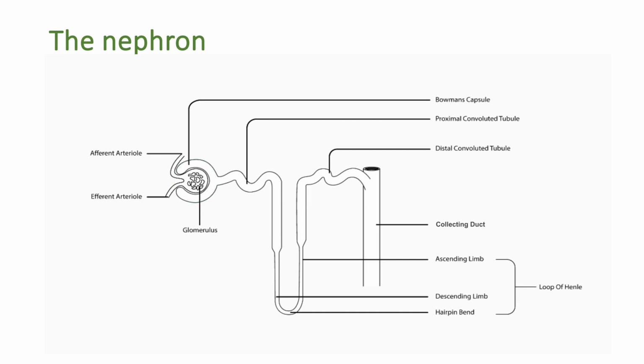The first part of the renal tubule is called the proximal convoluted tubule. Then we have this area that looks like a hairpin, which we call the loop of Henle. It consists of 3 parts: the descending limb, which of course goes down, the hairpin bend, and the ascending limb that comes back up. We then have the distal convoluted tubule. And finally, the collecting duct, which is the wider tube right at the end.